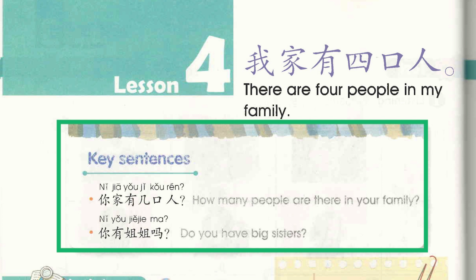Now let's look at the second key sentence. 你有姐姐吗？So here 姐姐 means big sister or elder sister. This whole sentence means, do you have a big sister? For example, if you have a big sister, then you can say 我有。If you don't have a big sister, then you can say 我没有。Understood?